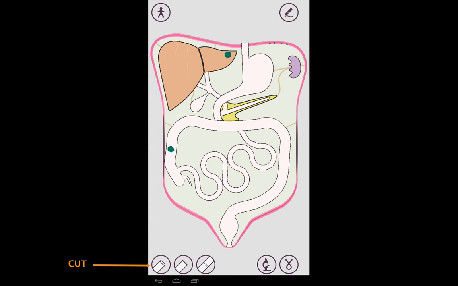The Cut tool is located at the bottom left of the screen. Tap once and the button color will change to orange to confirm activation. There are two cut modes in Sutures. On the small bowel and the colon, you can cut anywhere you want. To do so, just drag your finger where you want to cut.